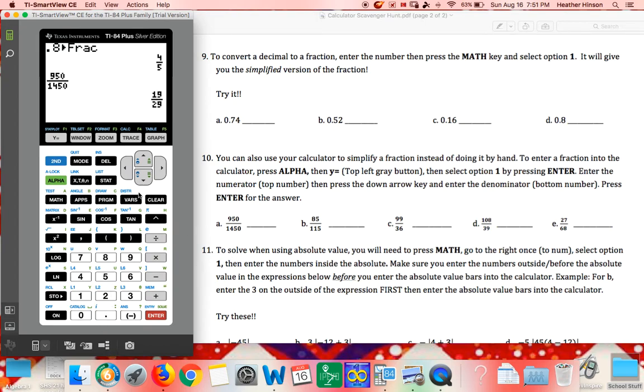So again, let's do that with B one more time. To put in the fraction, you're going to hit alpha, your green button, and then Y equals at the top, the very, very top. And we want numerator over denominator. We don't want any of this other fancy stuff. Just the first one. Numerator over denominator. And we're going to put in 85 over 115. So you put 85, go down to the denominator, and put in 115. And then you just hit enter to get your answer.